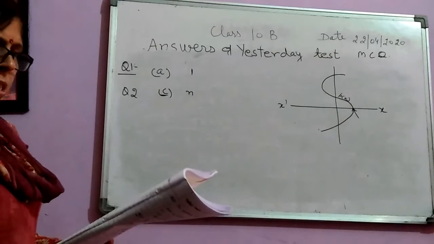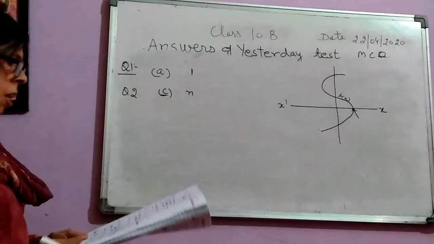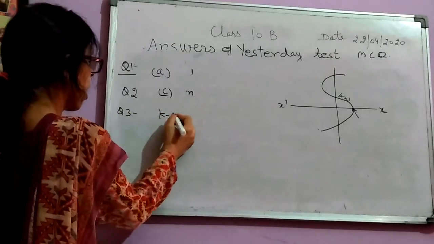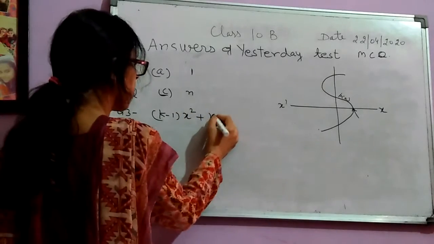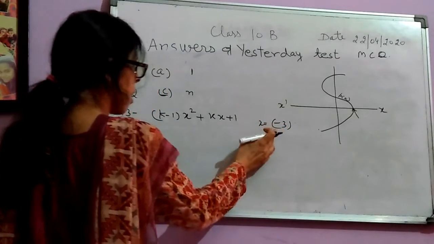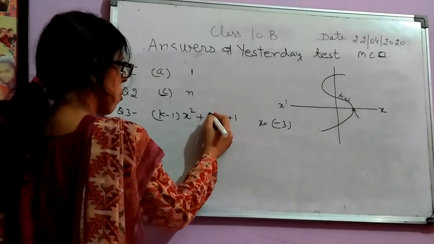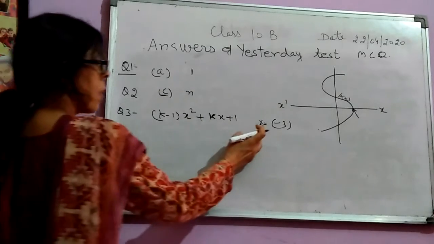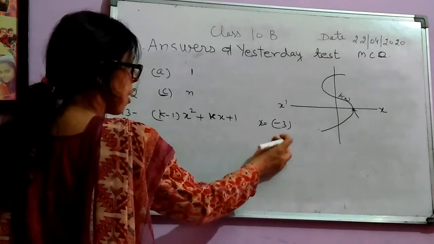Third, if one of the zeros of the quadratic polynomial is -3, you have to find the value of k. The polynomial is (k minus 1)x square plus kx plus 1, and the zero is -3. Zero means a value of x which, when you put it in the polynomial, the answer is 0. So I will substitute x in the polynomial and make the answer equal to 0.